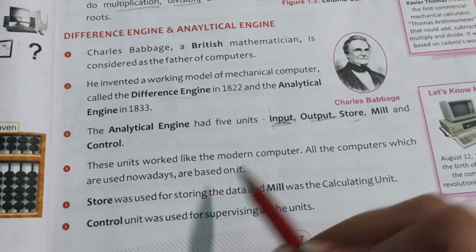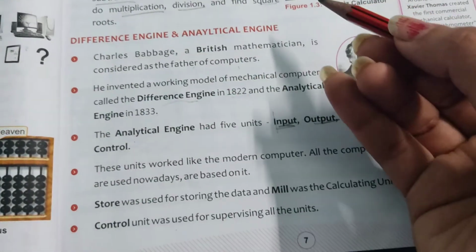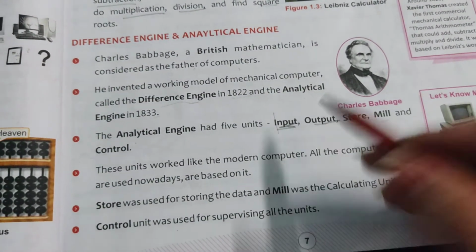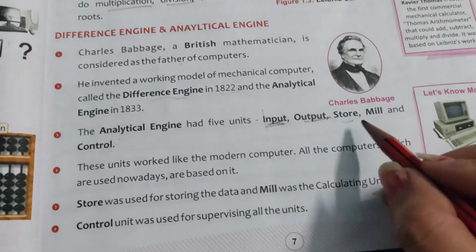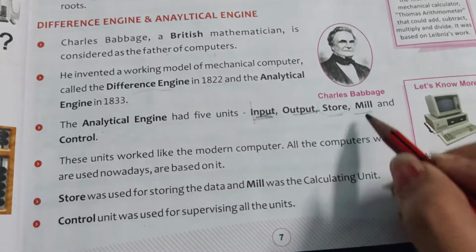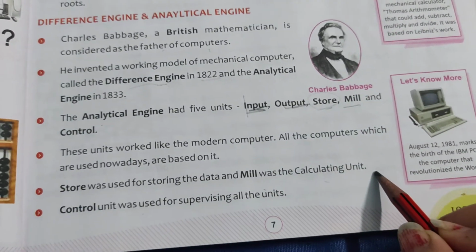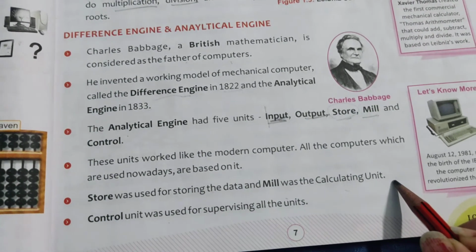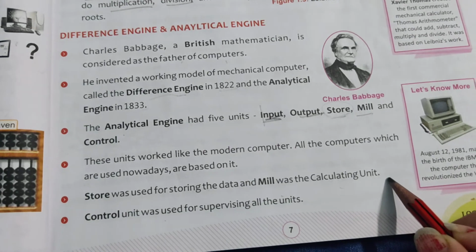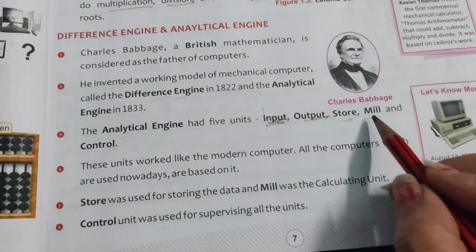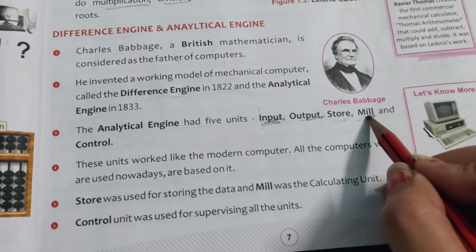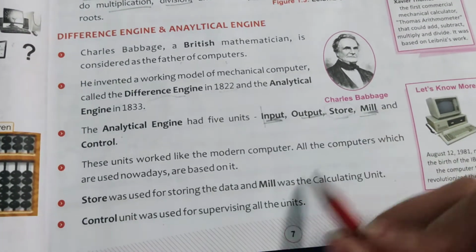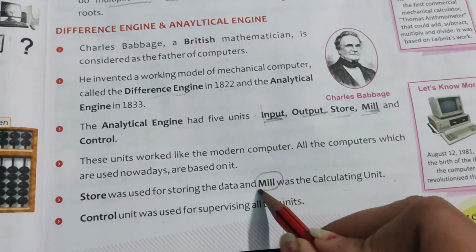Store was for storing. Now input means whatever we are entering through keyboard or through mouse, whatever we are entering. Output means what result is there. Store means to store data. And mill is the calculating unit. Calculating unit means like if you buy vegetable calculating unit is kilogram, grams, like this. In the same way, in computer, for calculation it is the mill unit, like meter, centimeter, kilometer, these are the units, but in computer it is mill.